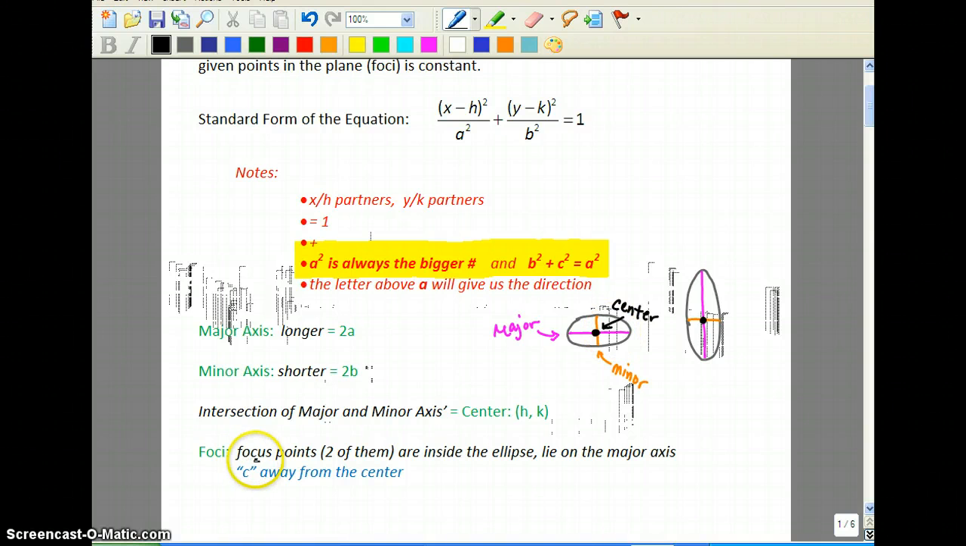And then our foci, there's 2 of them. They're inside the ellipse, because they need to be inside, and they're always going to be on the longer one, on the major axis. Okay, and we'll just call those F. So in here somewhere you'd have these foci points. Okay?